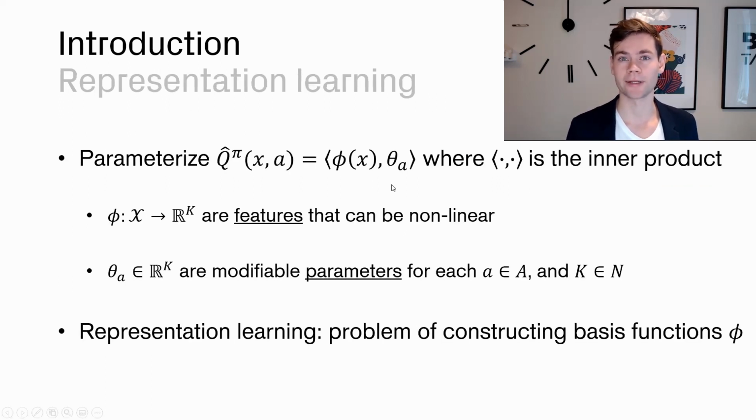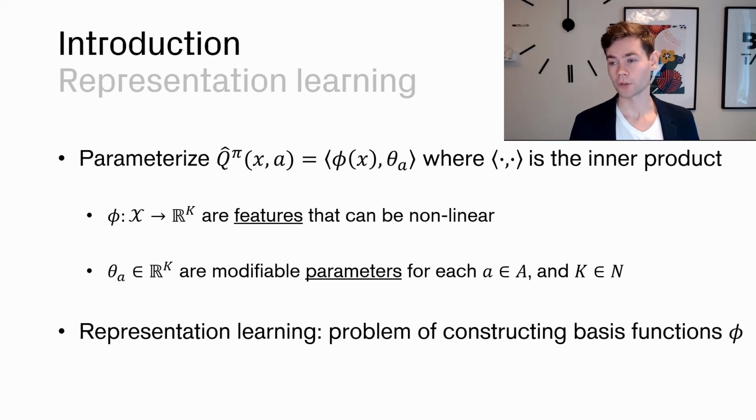So let's have a look in more detail now. To give an account of the features and what we're trying to do with the representation learning problem, we need to consider what we do in reinforcement learning in general. We try to estimate an action value function, so a Q value function. We indicate our estimate with Q hat pi, and we can parameterize this according to some inner product between a set of features and a set of parameters. This is a quite common parameterization of a Q value function. The phi is what we call the features, and the theta here is a parameter vector.